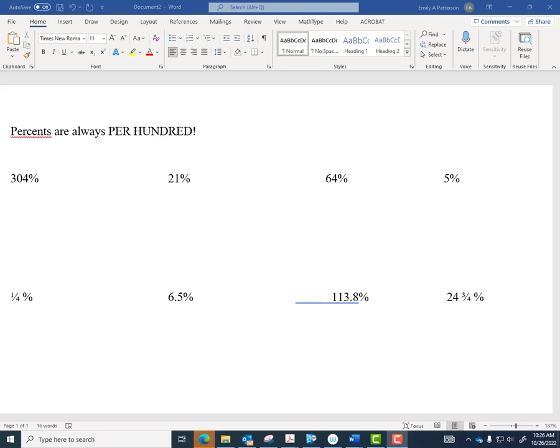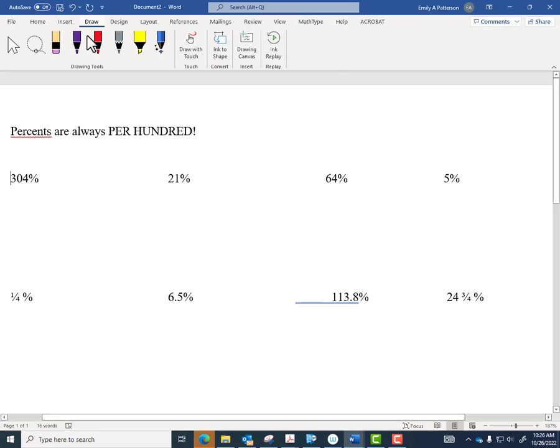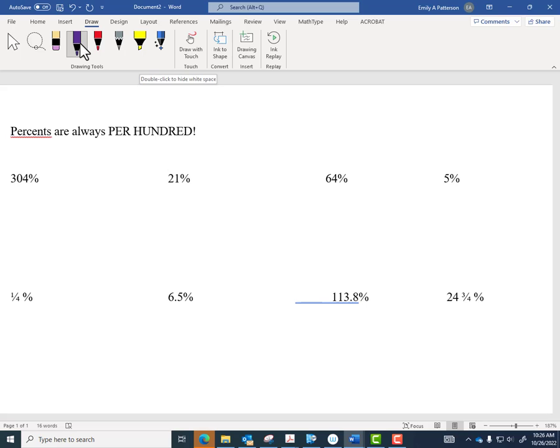In this video, we're going to convert percents into fractions. And the biggest thing to remember whenever we're converting is that percents are always per 100. So as I'm looking at these problems, every single one of these is out of 100. And we also know, hopefully, that 100% is the same as one whole, or 100 out of 100.